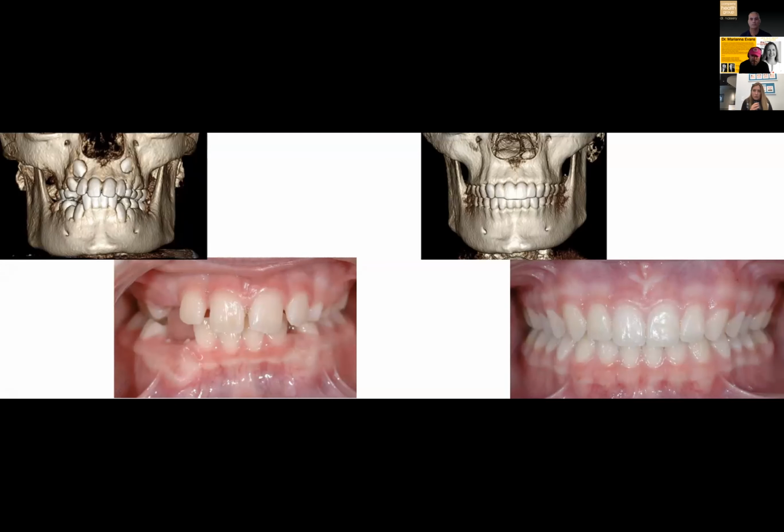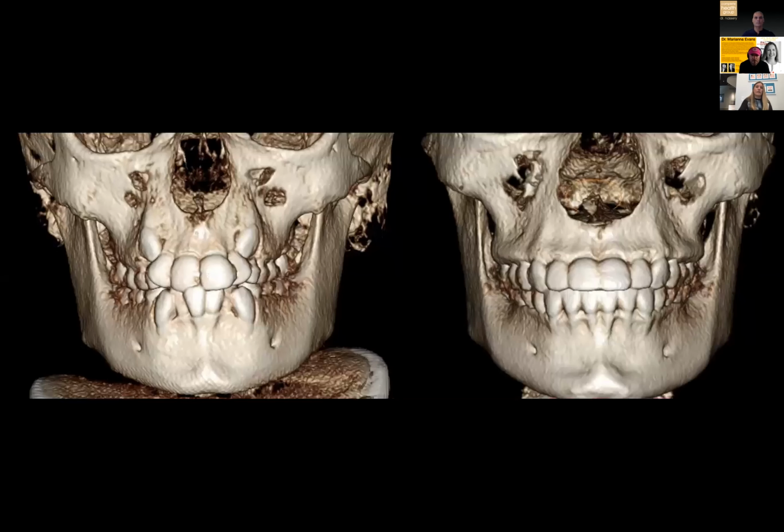And you cannot make a change like this with braces or Invisalign alone. It's not going to work. Braces and Invisalign straighten teeth. They don't stretch the bones in terms of opening the mid-palatal suture or other sutures of the facial skeleton. We know and we must consider that limitation.